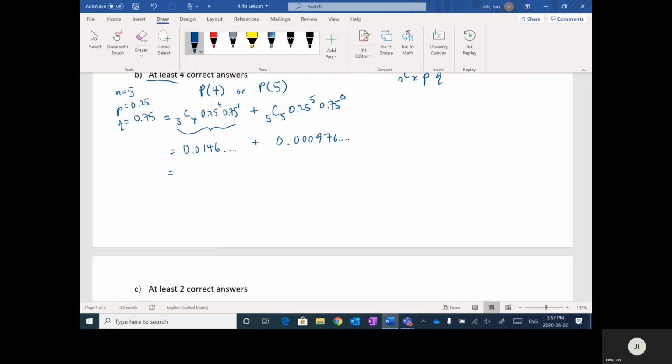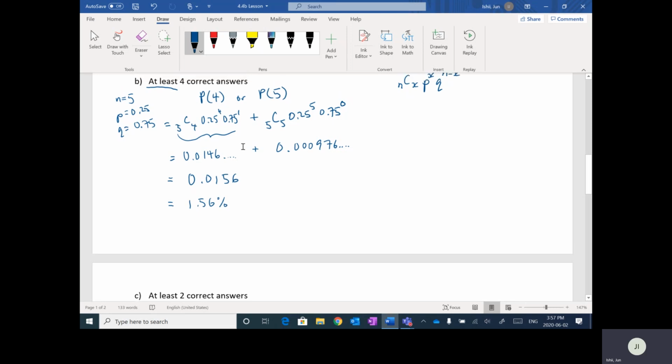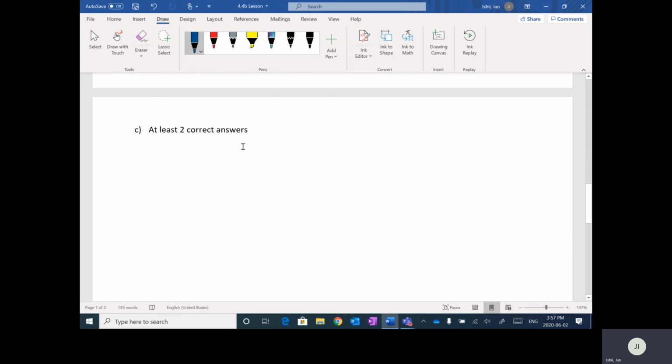Okay, so if I add those two together, 0.0146 plus that, we get a total of 0.0156. So in other words, that would be a 1.56% probability. Whenever you see the words "at least," just be aware that you're going to be splitting it up into cases. In this case, you'd have to add these two probabilities together. All right, cool. So let's do this one here.